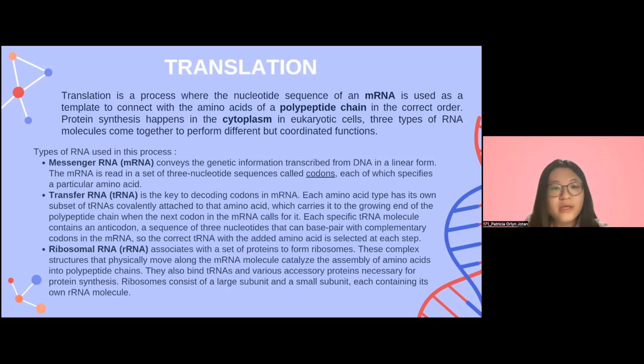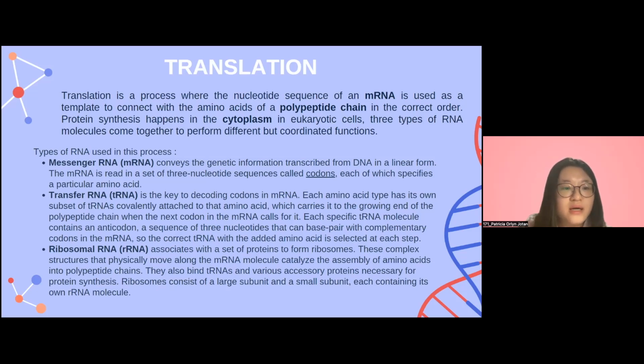It's the key to decoding codons in mRNA. Each amino acid type has its own subset of tRNAs covalently attached to the amino acid, which carries it to the growing end of the polypeptide chain when the next codon in the mRNA calls for it. Each specific tRNA molecule contains an anticodon, a sequence of 3 nucleotides that can base pair with the complementary codons in mRNA. So the correct tRNA with the added amino acid is selected at each step.